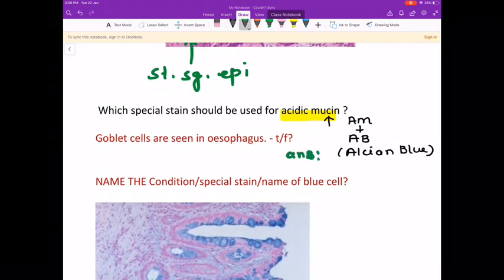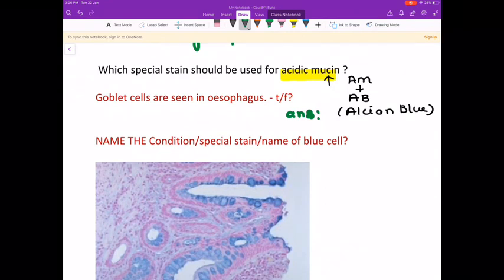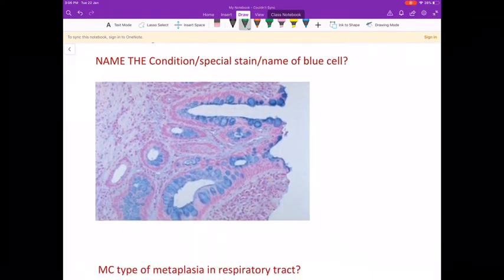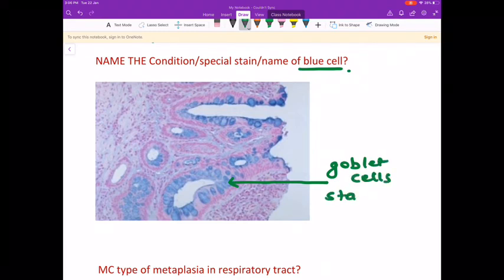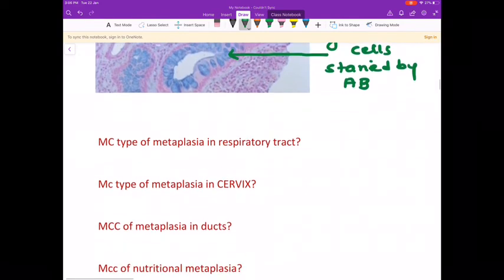Goblet cells are seen in esophagus, true or false? No, they are not seen in normal esophagus. This is a false statement. They are seen only in the case of Barrett esophagus. Which is this blue cell? If you use Alcian blue, goblet cells take blue color. These blue cells in the esophagus are goblet cells, only present in the case of Barrett esophagus.